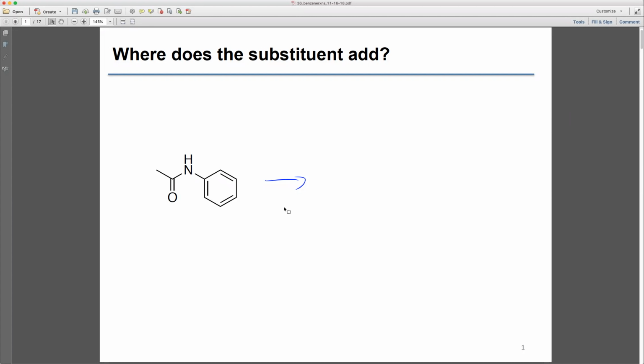So I want you guys to take a look at this example. And we talked at the end of class yesterday, or on Wednesday, about where substituents would add in these directing effects. We had activators that were ortho-para directing, and we had deactivators, which were meta-directing.